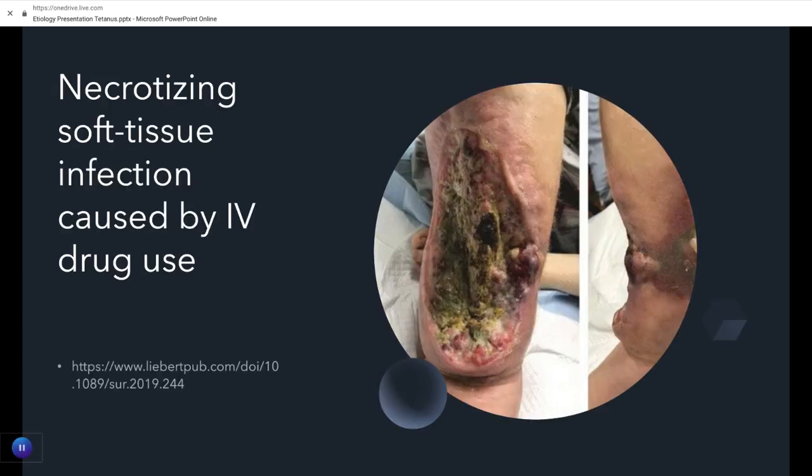So here is a pretty gnarly photo of someone who's dealing with a necrotizing soft tissue infection caused by IV drug use. So this is what looks to be somewhat of a localized tetanus infection. They probably were injecting themselves with a dirty needle. They expose themselves to be vulnerable to get infected with tetanus.